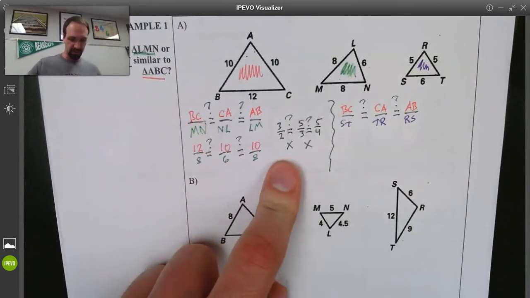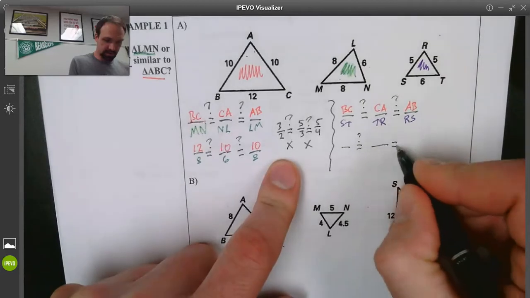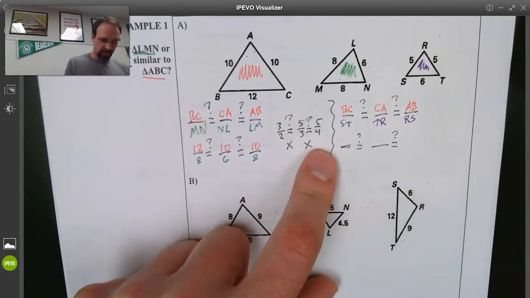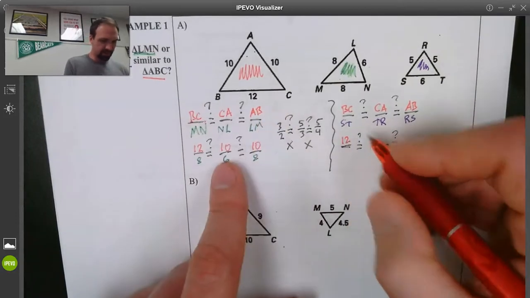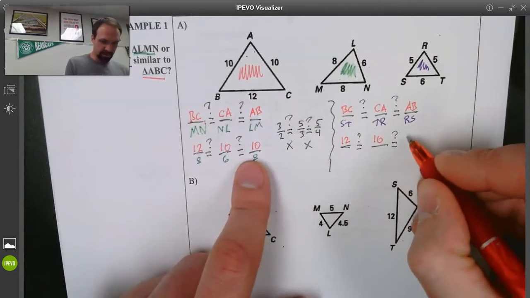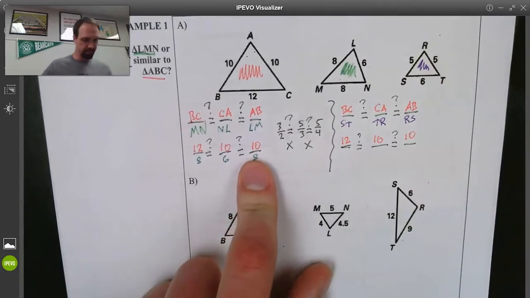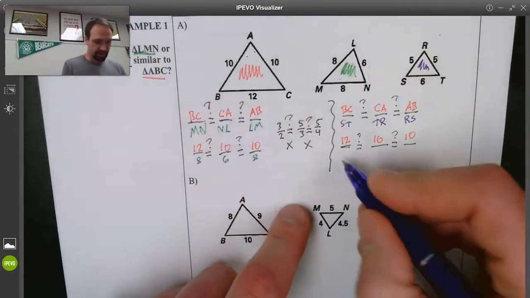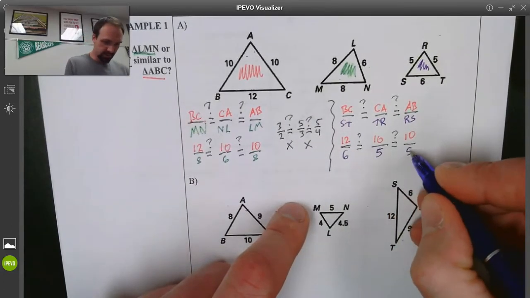So then the values, again, those values are going to be, let's see, B to C is 12. It's going to be the same, 10 and 10. Oops, missed my fraction bar. There we go. And then ST is 6, TR is 5, RS is 5.